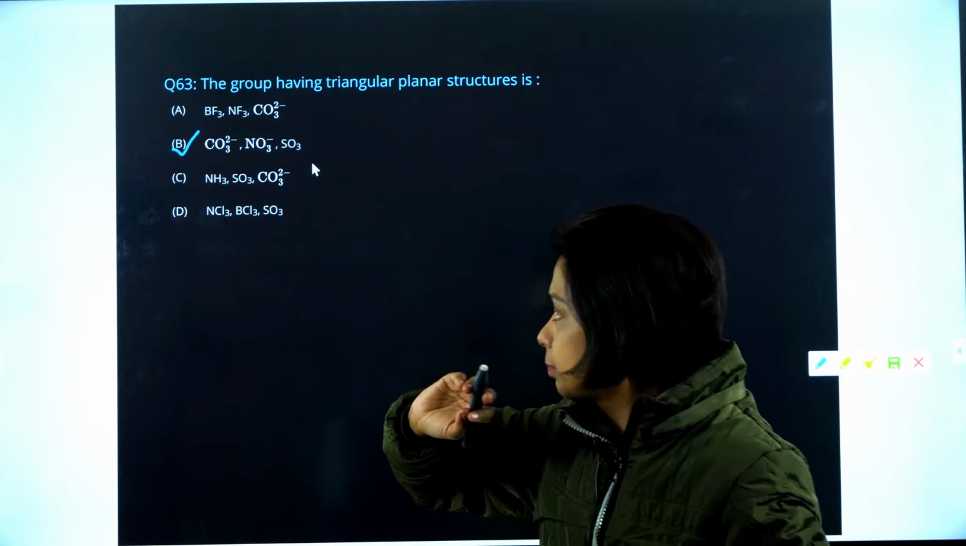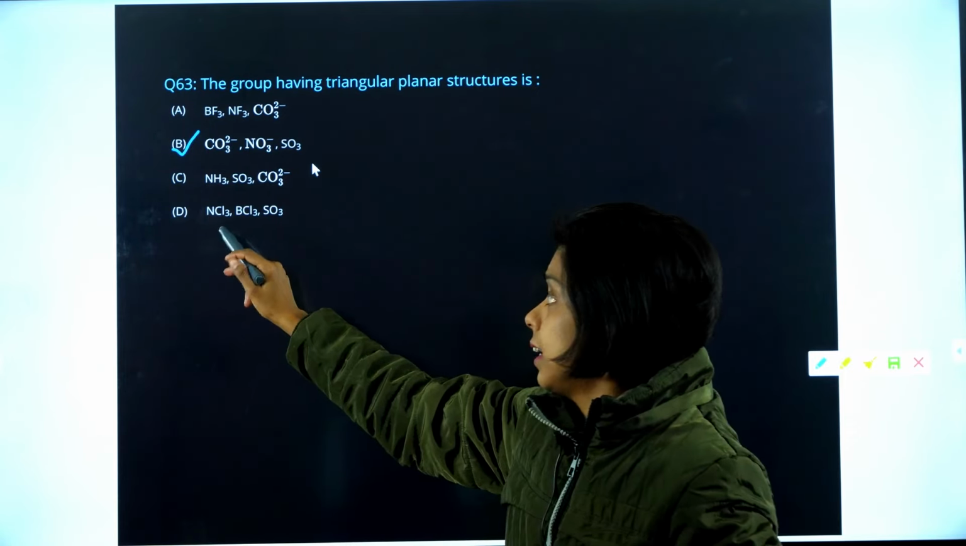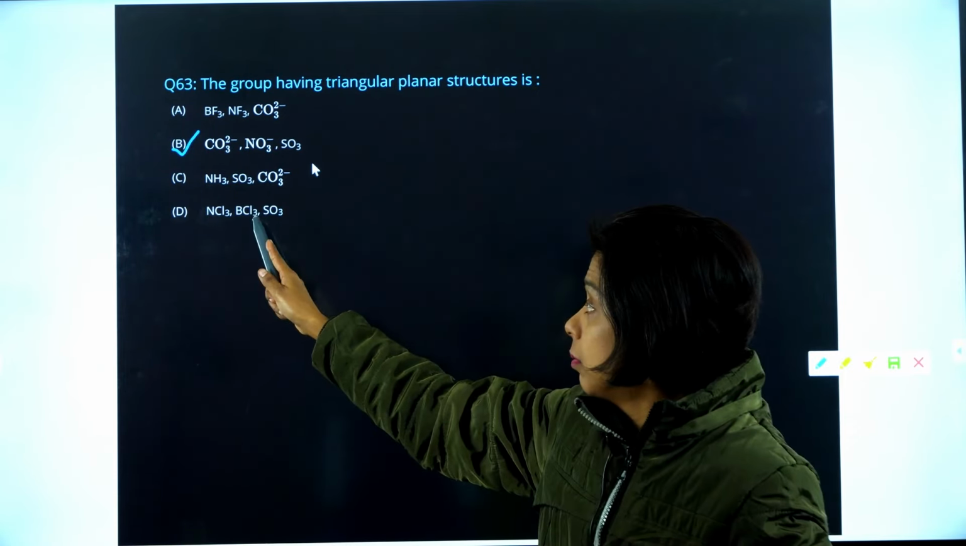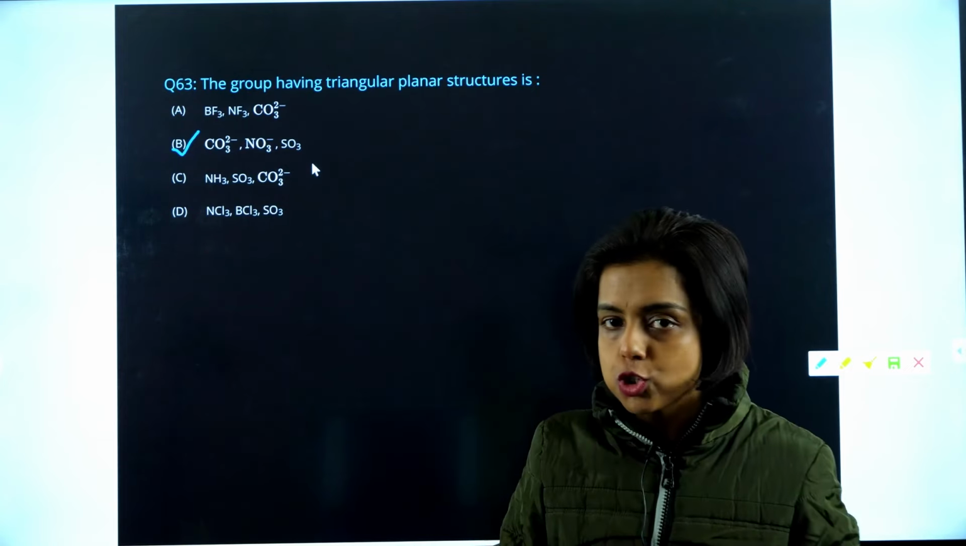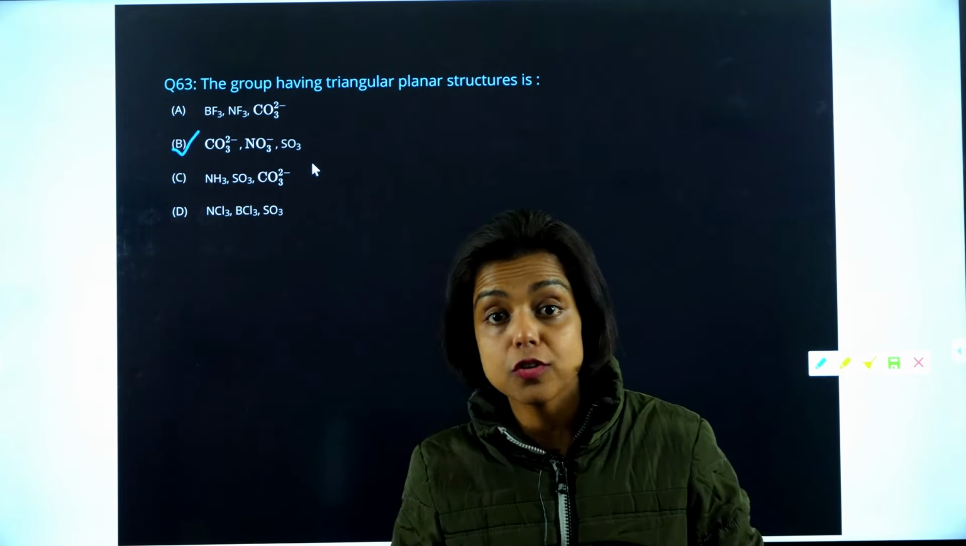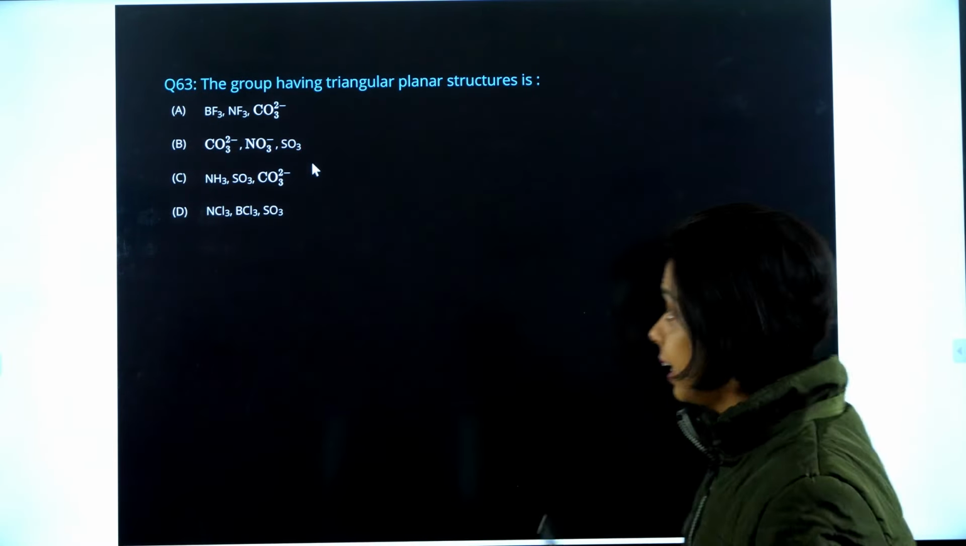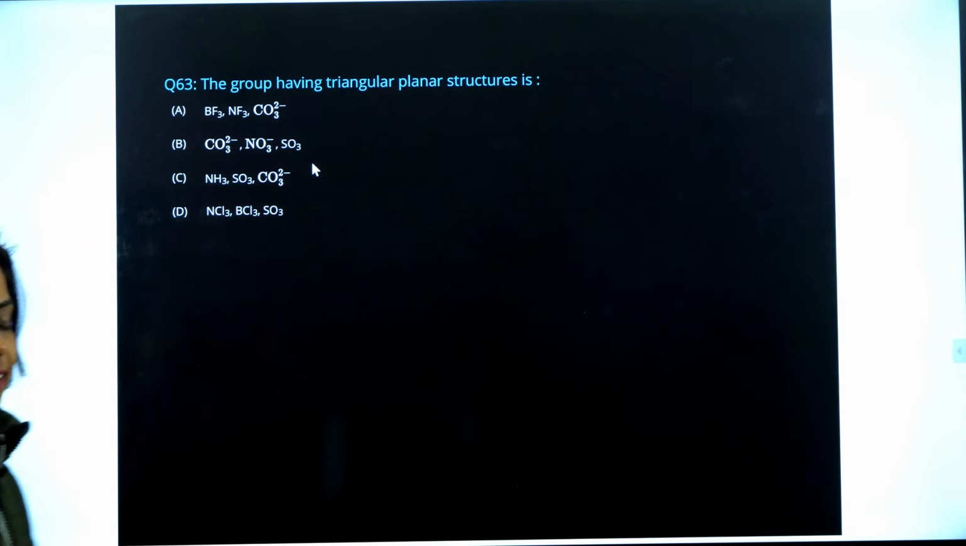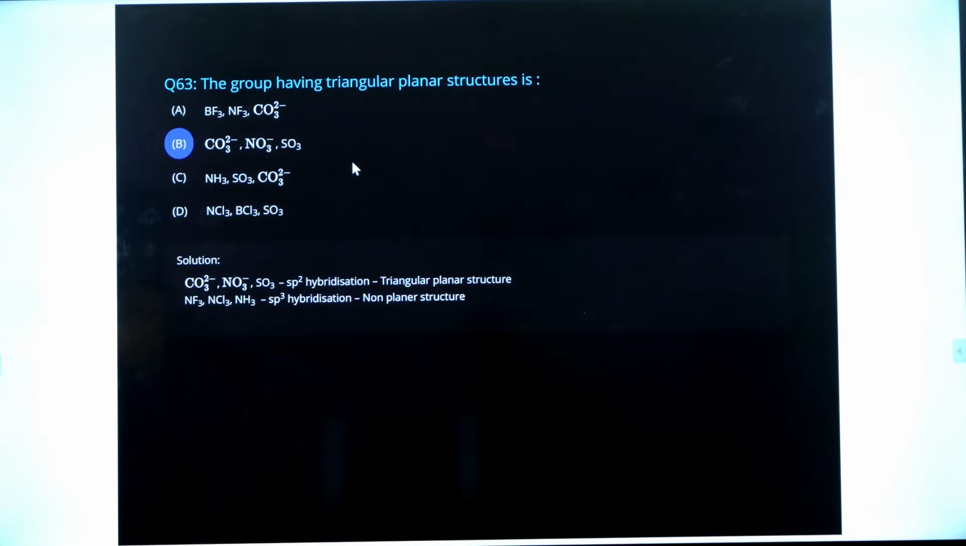Ammonia, pyramidal again. NCl3, yes, again pyramidal. So all the options should be sp2 and trigonal planar. The answer for this question based on VSEPR theory is indeed that. I am sure you got the answer correct, guys. Very basic question. The answer is B.